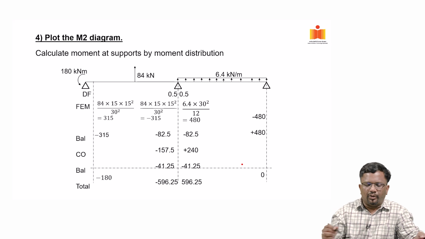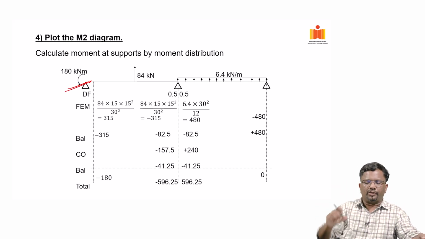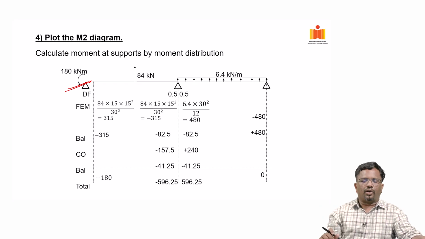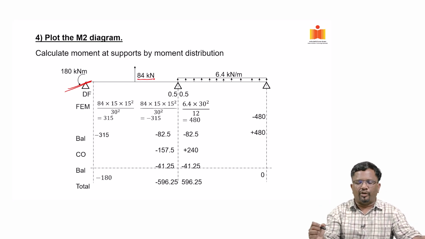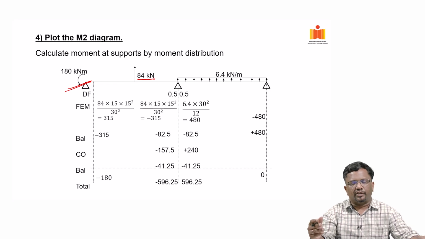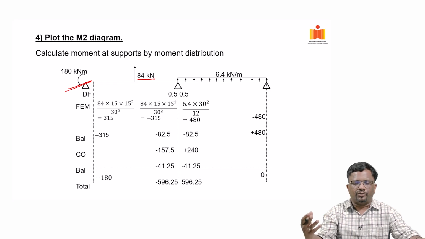Okay, so this is the loading. You see here 180 kilonewton meter, it is positive, sorry, it is a counterclockwise moment, and here a load of 84 kilonewton, 6.4 kilonewton meter. Of course, I think this is an advanced course, and you must have studied moment distribution in your structural analysis course, or you can also look at the videos of moment distribution in other NPTEL courses.